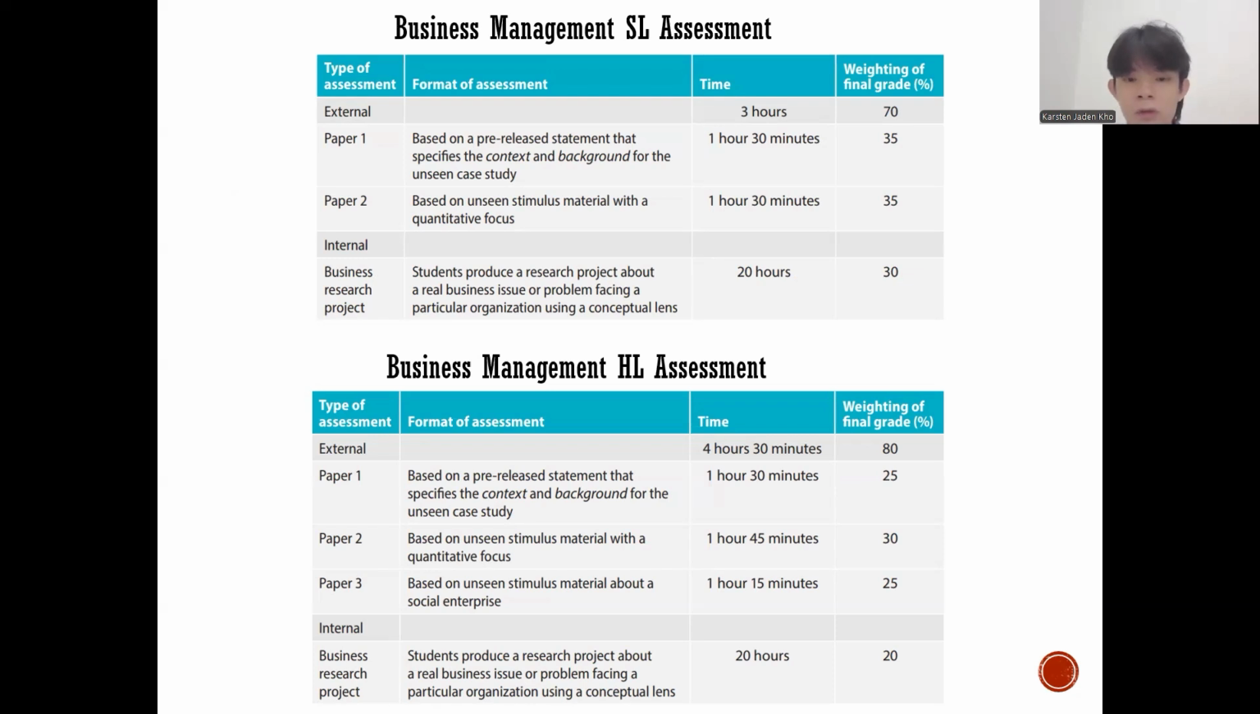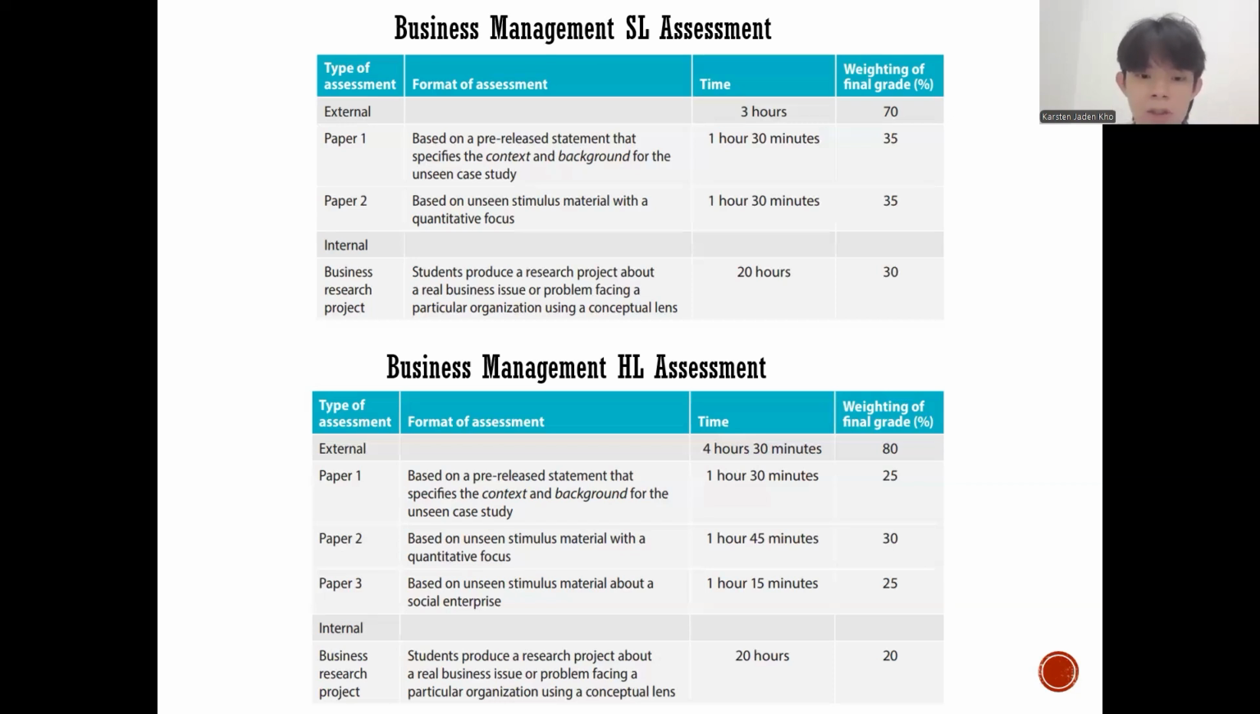Paper 2 involves unseen stimulus material with a quantitative focus, which is also worth 35% of the final grade. Students will apply their quantitative skills to analyze the data and solve problems. The duration is also 1 hour and 30 minutes. For internal assessment, which is worth 30% of the final grade for SL students, the internal assessment is a business research project, which involves a research project on a real business issue, with about 20 hours of research.